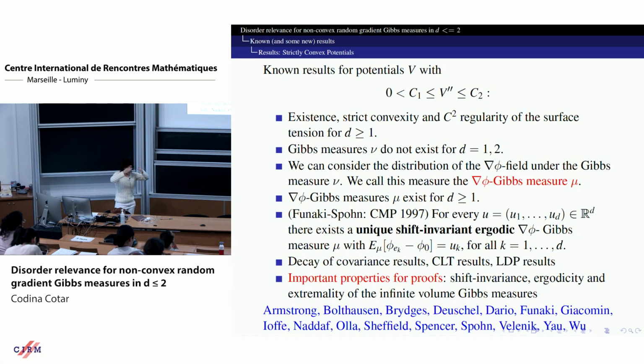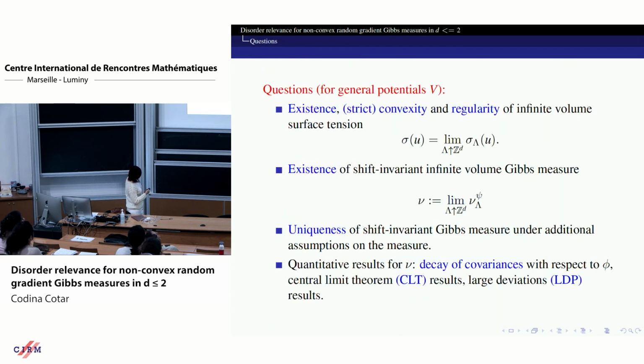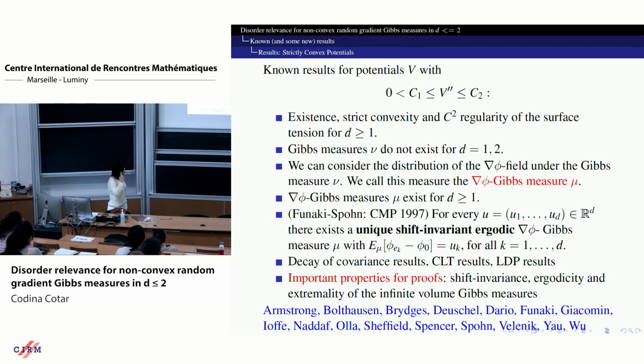Now the next question is, is this measure unique? And it turns out it's not. Why is it not? Well, remember these tilted boundary conditions that we have. For every tilted boundary condition, I will be able to construct one infinite volume gradient Gibbs measure. So for each one of them, I will be able to construct at least one of these. Then the question is, how many infinite volume gradient Gibbs measures can I have for every tilt? And it turns out that there's exactly one of them.